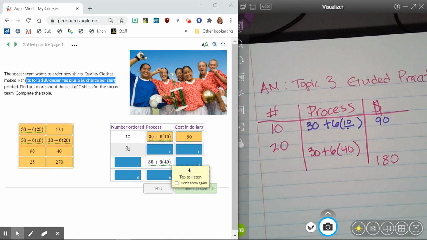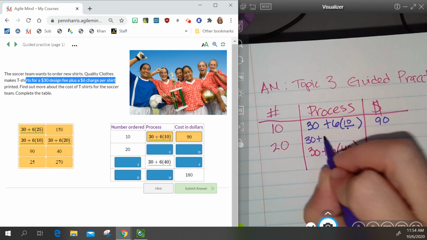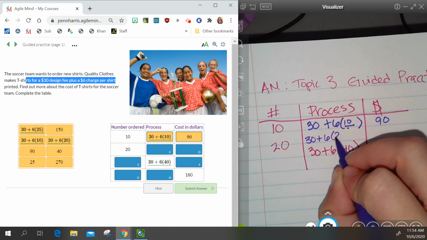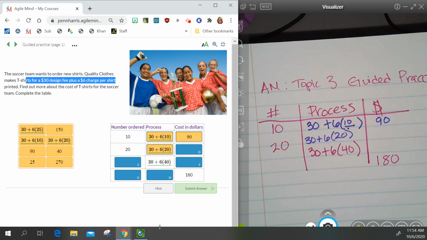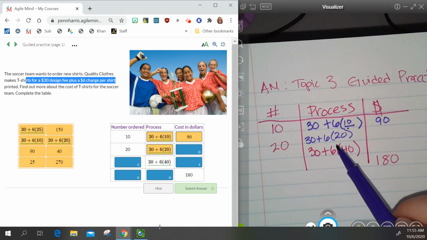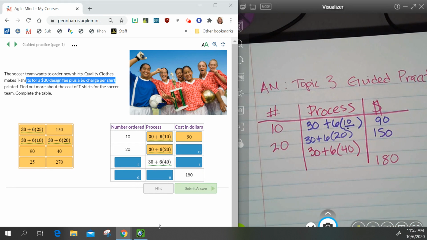Okay, and then again, same thing, guys, except they want us to order 20. So in that blank spot, we're going to say 30 plus 6 times 20 shirts. Okay, and here's our blank here. And then with this, we have to figure that out. So we're going to start with our 6 times 20. So 20, 40, 60, 80, 100, 120 plus 30 more is going to be 150.